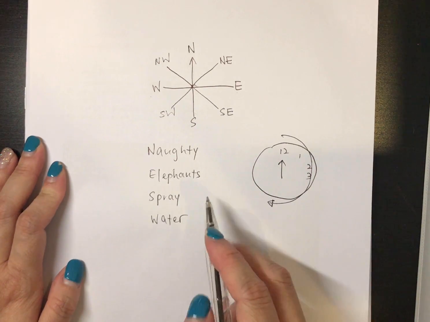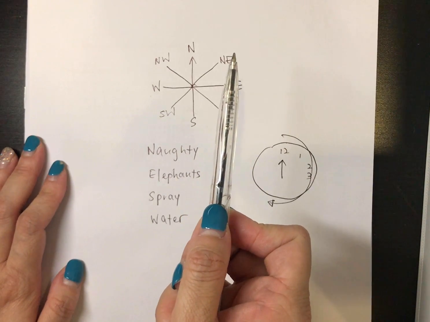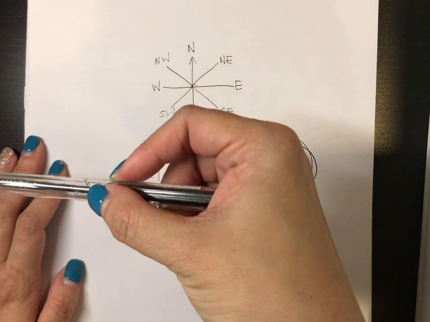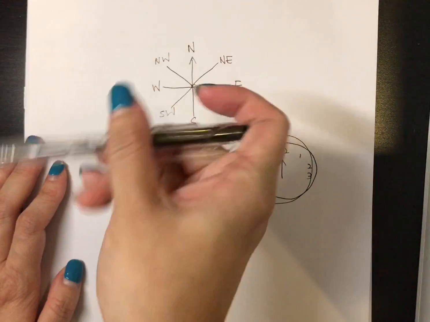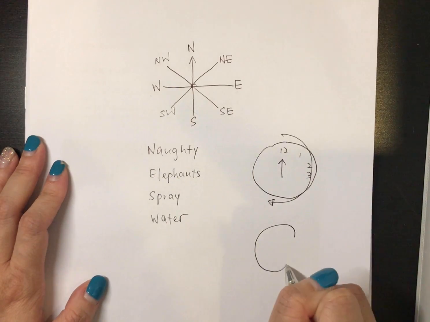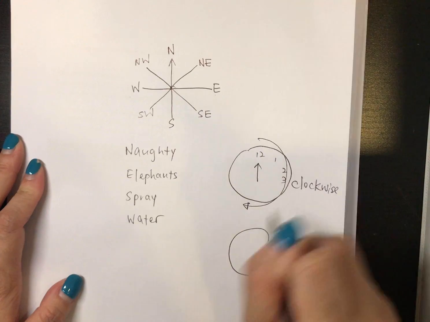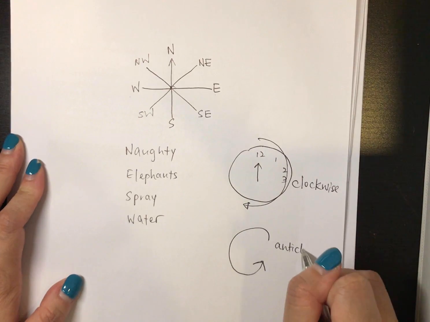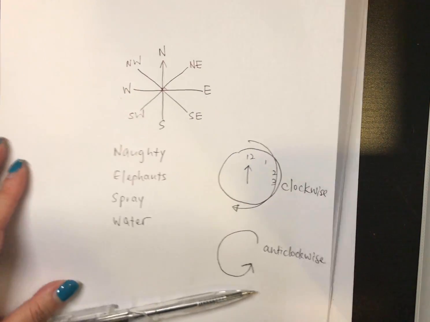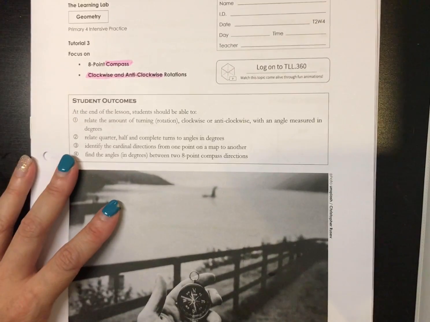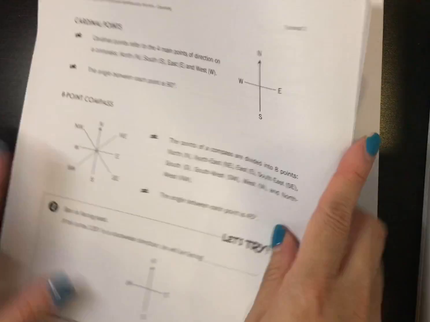Okay, now let's try again. Put your hand in the air, point at the ceiling again. Now point left. Now point to the floor. Now you're going in an anti-clockwise direction. So you will need these 2 terms for geometry as well. And when you're ready, we're going to start tutorial 3. So let's go to the first page.